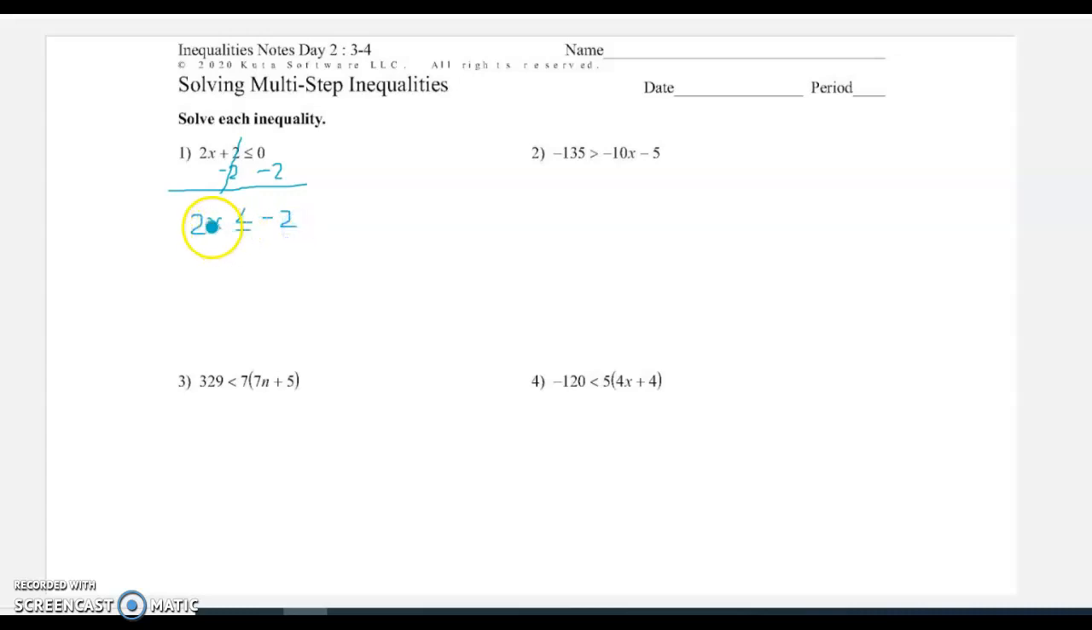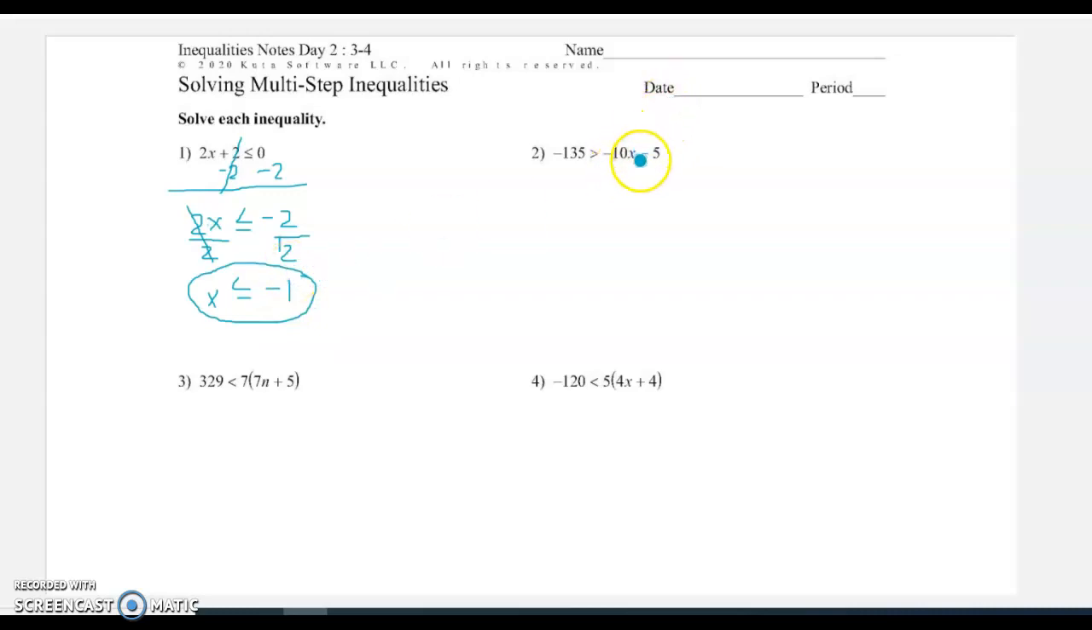X isn't alone yet. He's being multiplied by 2. So the opposite of multiplying by 2 would be to divide by 2. We divided by a positive 2, so we're not flipping. 2 over 2 cancels. X is less than or equal to negative 2 divided by 2, which is negative 1. X is alone. We are done.